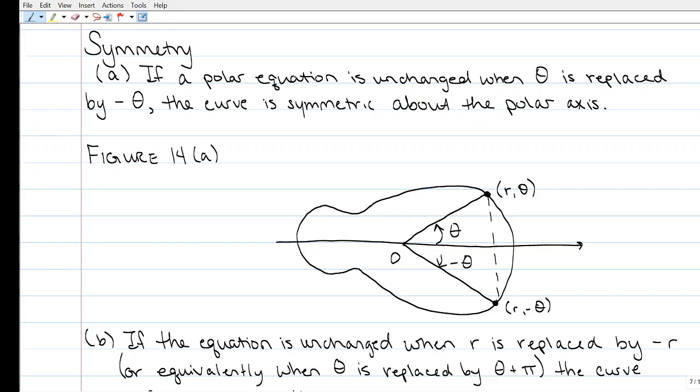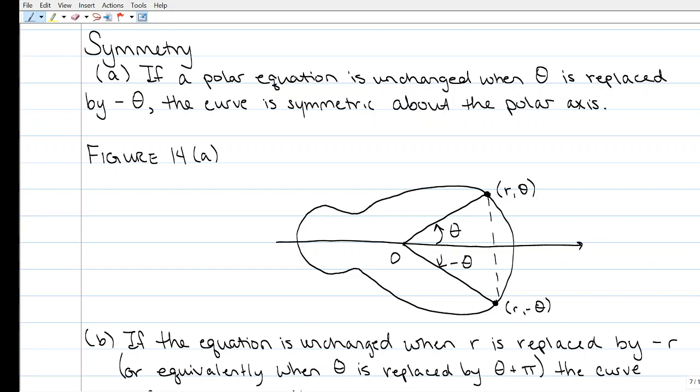Let's continue section 10.3, polar coordinates, with a discussion on symmetry. So symmetry part A. If a polar equation is unchanged when theta is replaced by negative theta, the curve is symmetric about the polar axis. For an example of this, you may look at figure 14a.